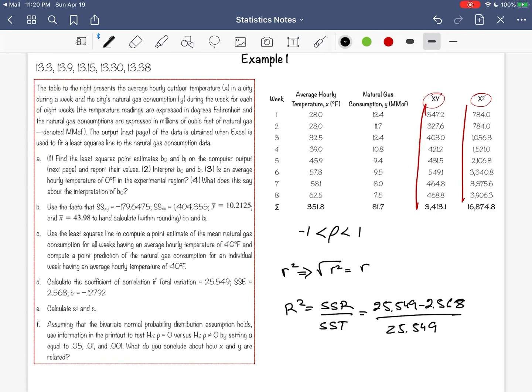So now that you do that, you'll see that R squared is going to be 0.8995. If you take the square root of 0.8995, you're going to get 0.9484. So this is your correlation coefficient, but then you're missing the sign. It's important to note that the sign is the same sign as the slope. So in this case, it's going to be a negative 0.94, meaning it is a strong but negative relationship.